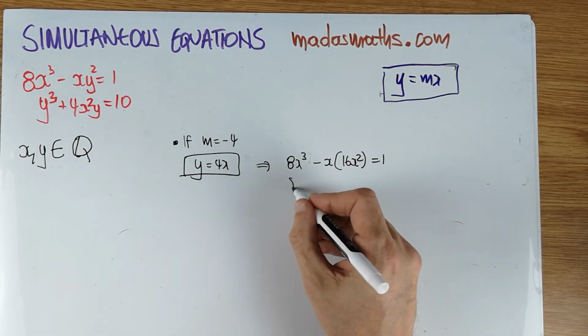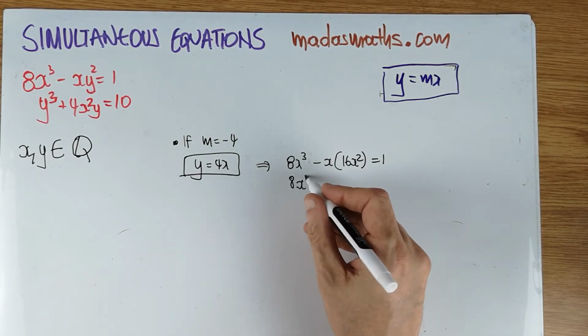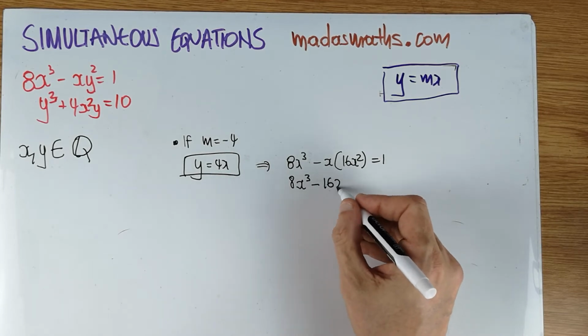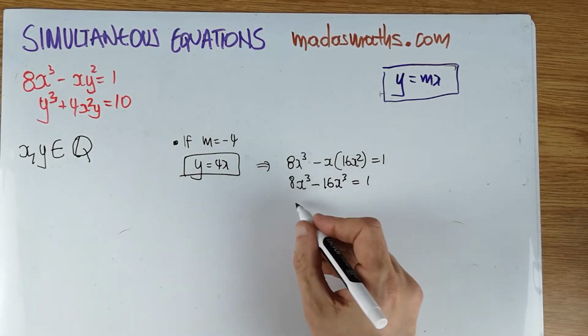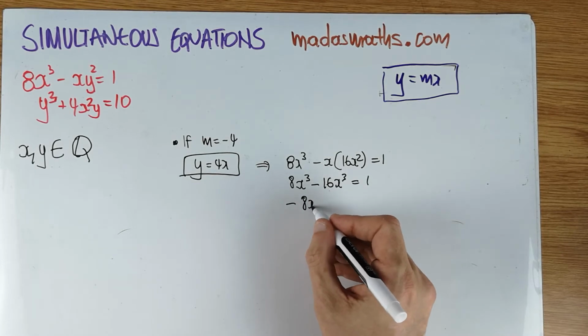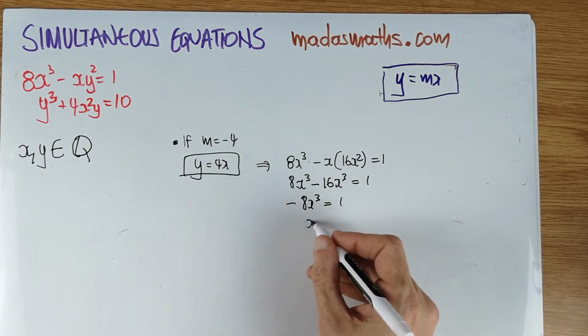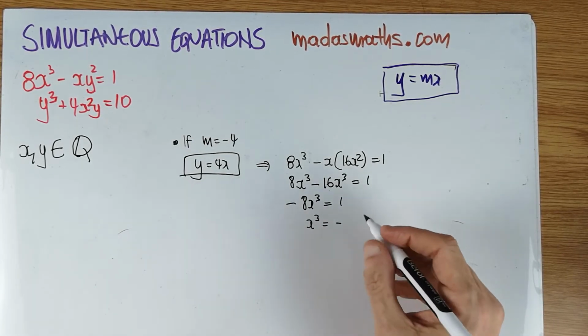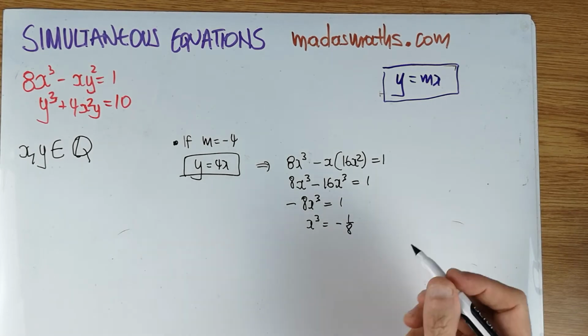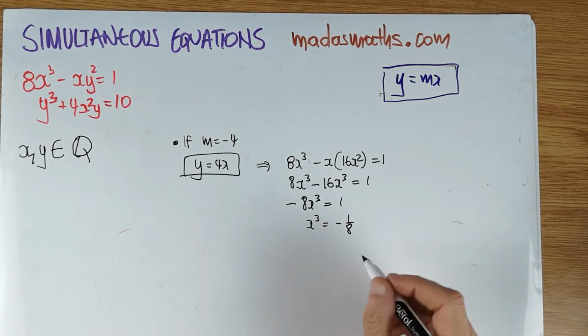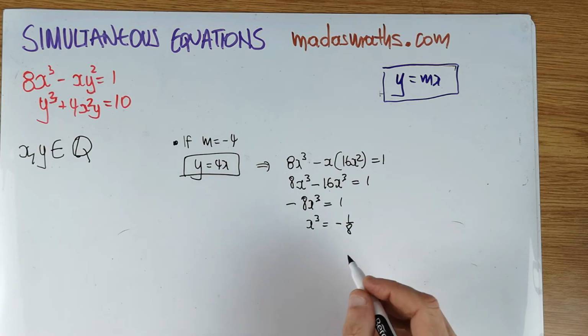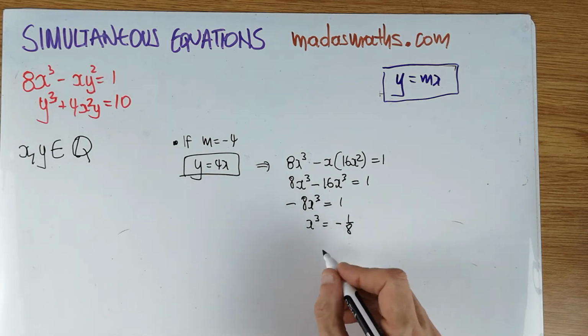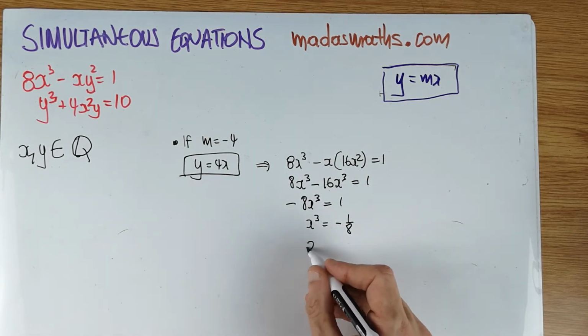This will now give us 8x cubed minus x, and now y squared will be 16x squared, is equal to 1. So we got 8x cubed minus 16x cubed is equal to 1, minus 8x cubed is equal to 1. x cubed is equal to minus an 8th. We're over the reals, so we don't have to worry about cube roots and other bits that happen when we cube root things. So we have a unique solution.